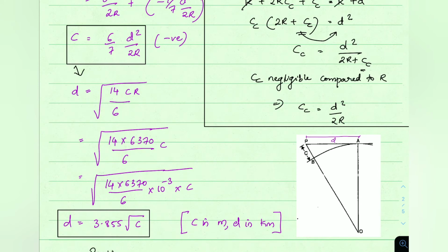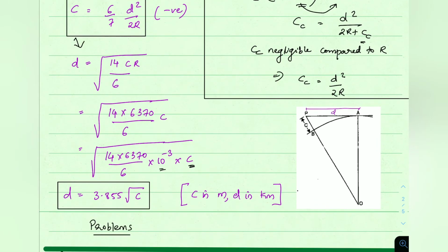So this point C we are now changing into correction is this one, right? So total correction is C and we are making it in meters. Then you have to multiply this by 10 raised to minus 3. So you get the answer as 3.855 root C. C is in meter and D is in kilometers. So this is an important point.